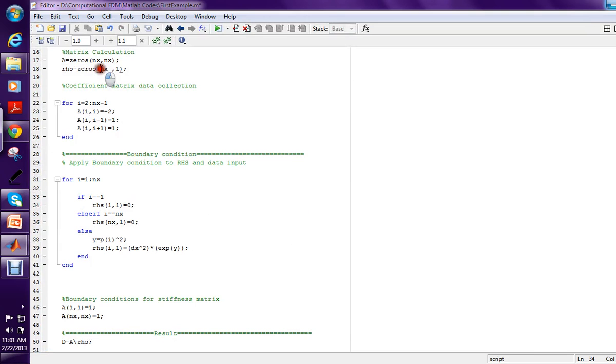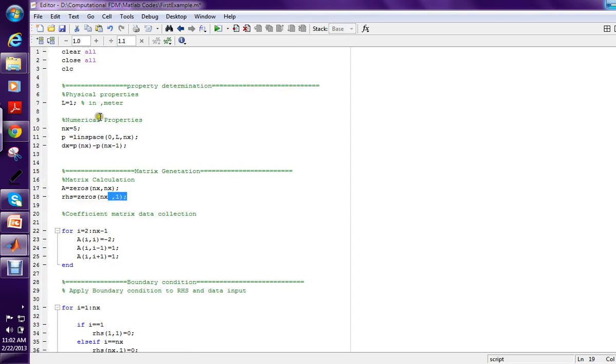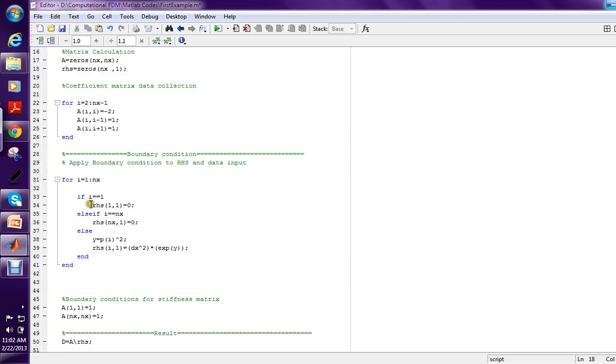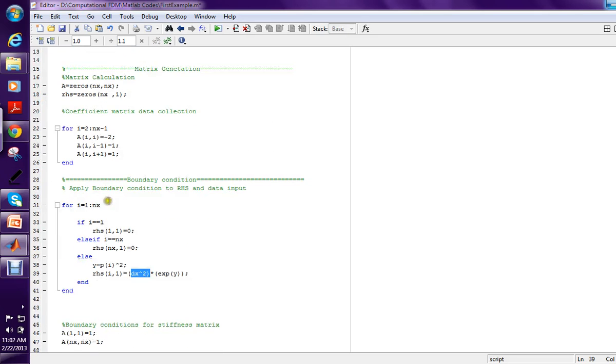So we have n number of rows. That means in this case we have five rows and one column. So every value, if i equals 1, should be 0. So we have put the boundary condition at point 1 and at point nx equal to 0, and all other values should be dx squared, that means h squared. So we know that h is equal to dx here, times e to the power of x squared. So y equals px, where px means x squared. x means which nodal point we are at, right?